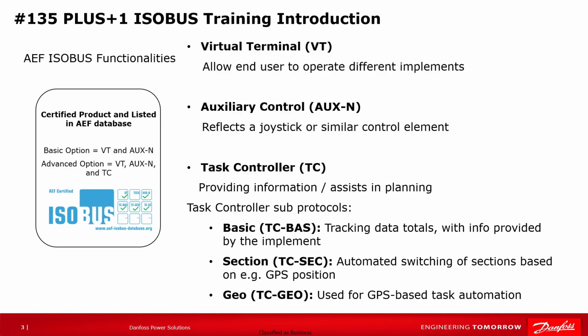Basic. This is used to collect overall data based on the information provided by the device. This facilitates the documentation of the work performed via the user interface, for example, how much product was applied. Section. This enables automatic switching of sections in, for example, a sprayer based on GPS position, thus enabling more precise use of the device's functionality. Geo. This is used for GPS-based task automation, for geo-based seeding control, for example. This is useful when certain areas of a field require individual treatment.